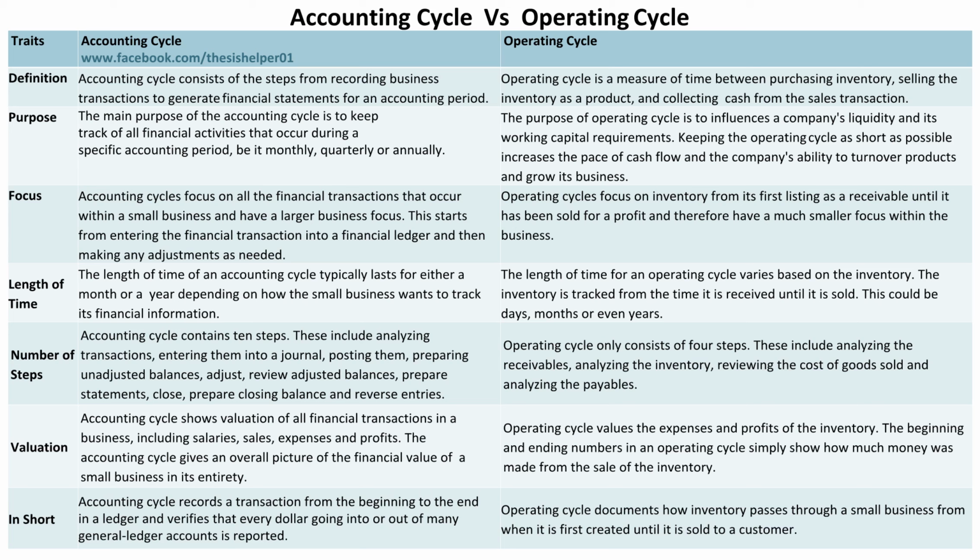In short, accounting cycle records a transaction from the beginning to the end in a ledger and verifies that every dollar going into or out of many general ledger accounts is reported. Whereas, operating cycle documents how inventory passes through a small business from when it is first created until it is sold to a customer.